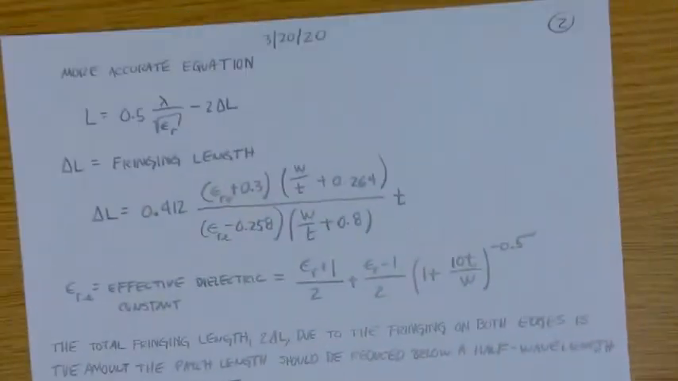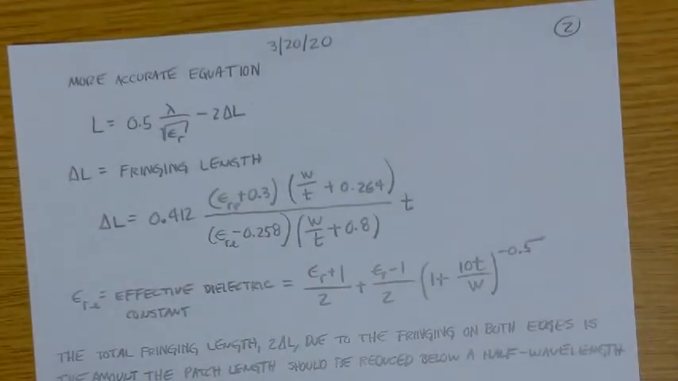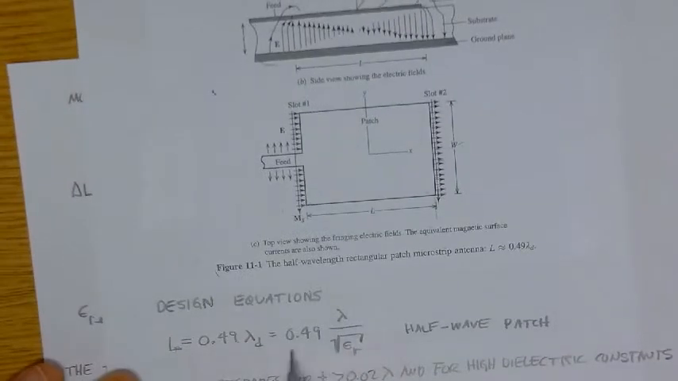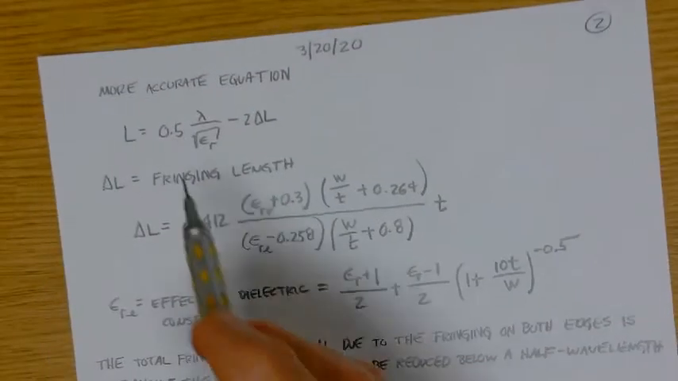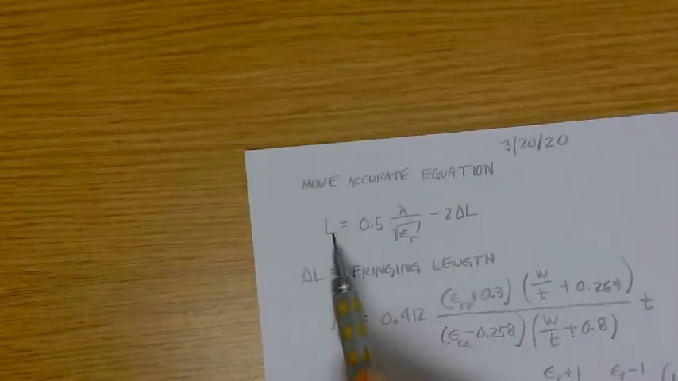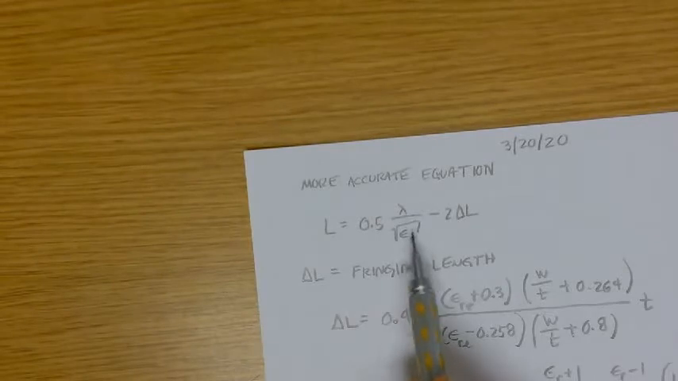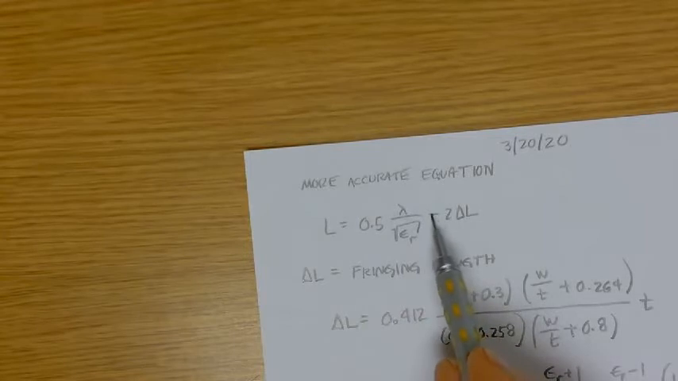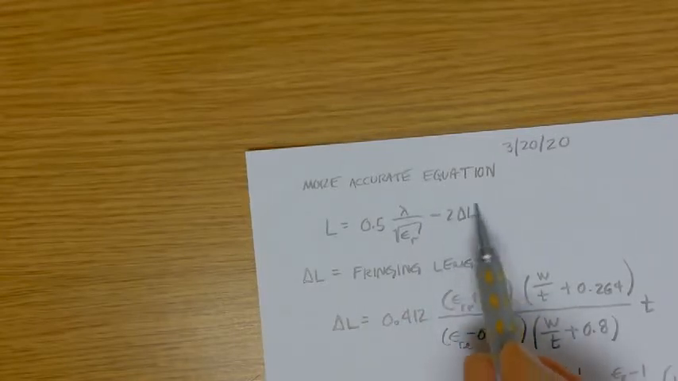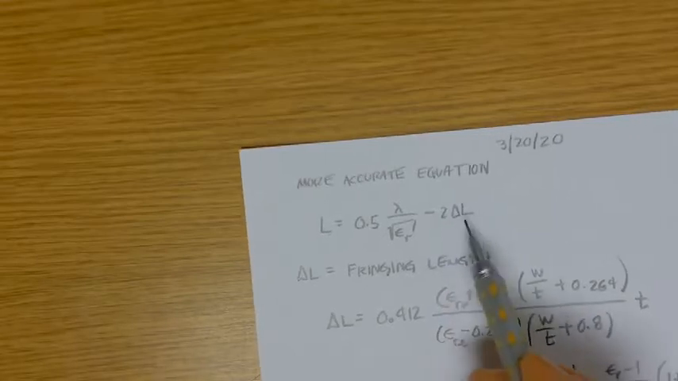Okay, so let's move on to the next page of notes. So here, there are more accurate formulas. This is the one we'll use by and large, this little simple formula for the half wave patch. There are other formulas. So this is one where the length is 0.5 lambda over the square root of epsilon relative, so half a wavelength in the dielectric, and then minus this so-called fringing distance.